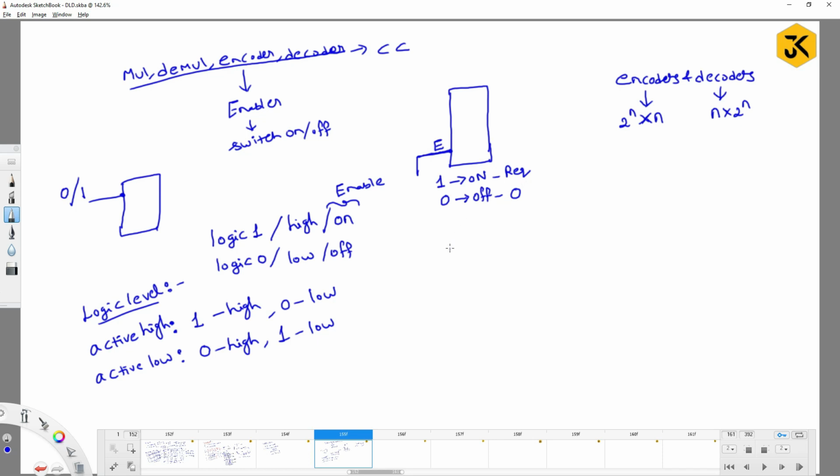So if I define the circuit with a bubble like this, and I say this is the enabler, it means this circuit is following a bubble here actually. If I say it is following active low, what is the meaning of this? When the circuit gets 0 as input, only then will it act as high. Otherwise, it is going to act as low.